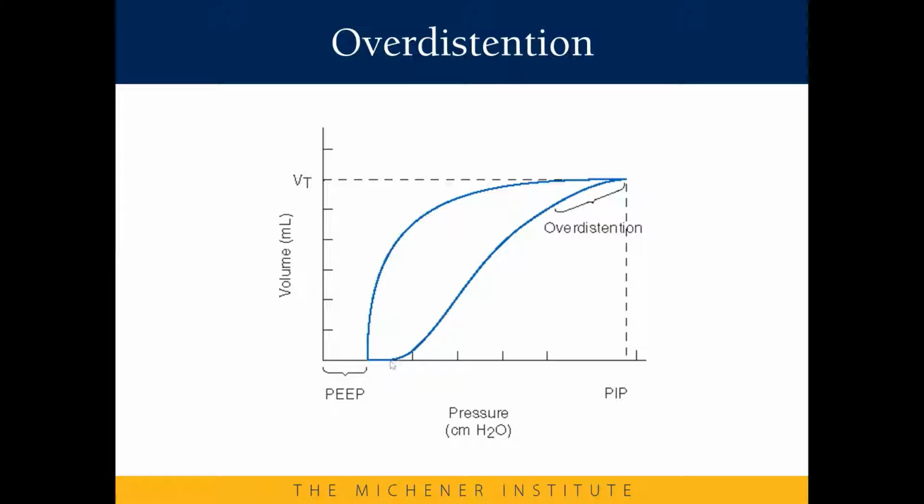line here is actually inspiration. So you can see here we have our PEEP. So our inspiration is starting at PEEP and it's slowly inflating. And at this point here, you can see that for each centimeter of water, the amount of volume the patient is gaining is increasing quite nicely. And as we get to the top here, we're seeing that for each centimeter of water, we're not really gaining much volume. And this is us trying to force in additional volume into the lung and causing over-distension.